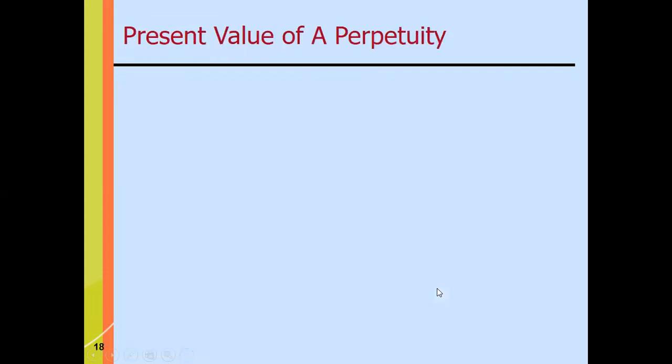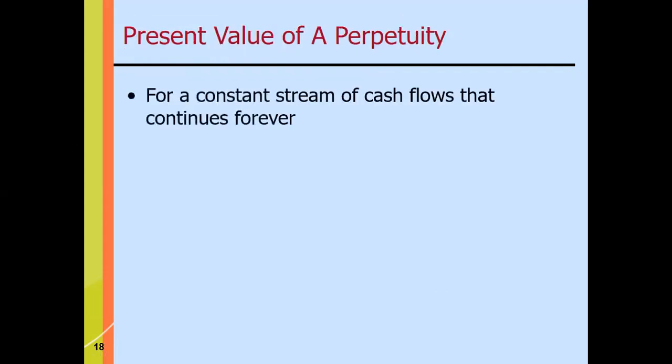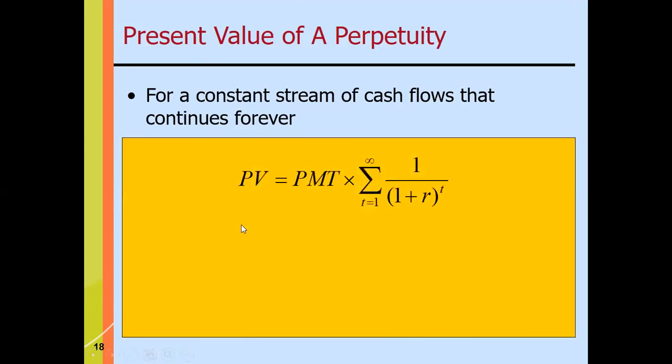So for future value, that is compounding, but for present value factor, that's discounting. On the other hand, what about the present value of a perpetuity? This is all about a constant stream of cash flows that continues forever, as the term perpetuity or perpetual suggests. So this is the formula.